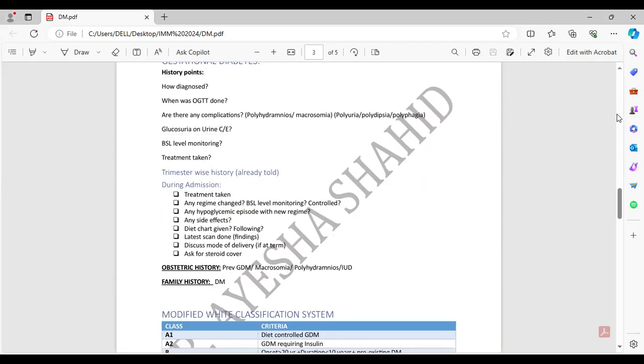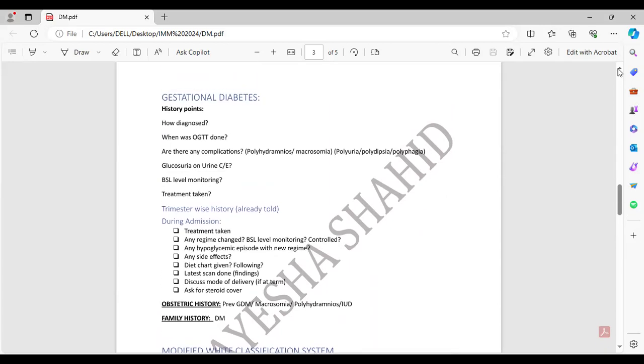If you know, and the patient also knows, that this is gestational diabetes, then you need to ask the following points in the history, which include how the GDM has been diagnosed, either by her symptoms or an OGTT, and when the oral glucose tolerance test was done. Is there any complication associated with the GDM, which includes polyhydramnios and macrosomia? And any complaints or symptoms of new onset diabetes, which can be polyuria, polydipsia, and polyphagia.